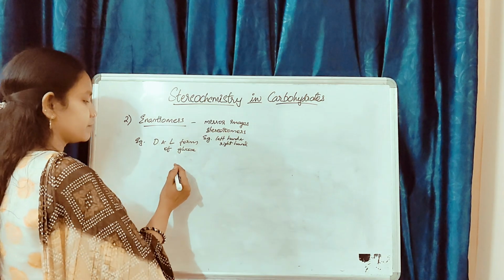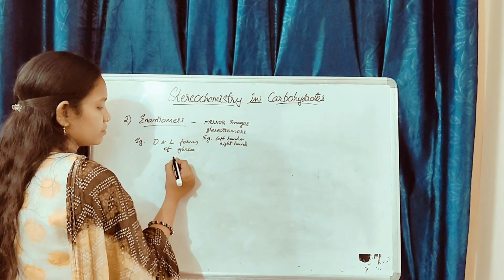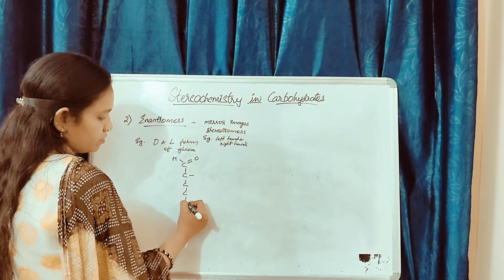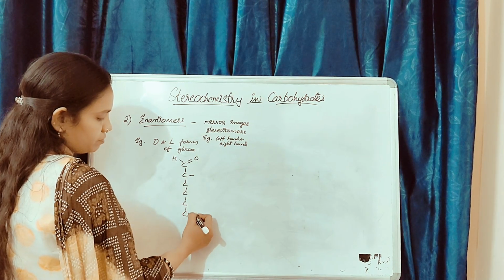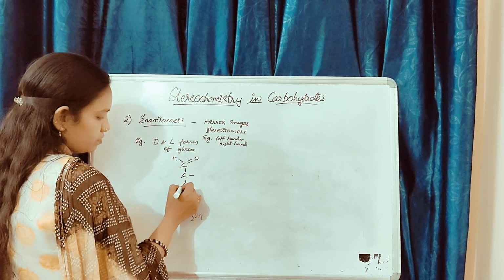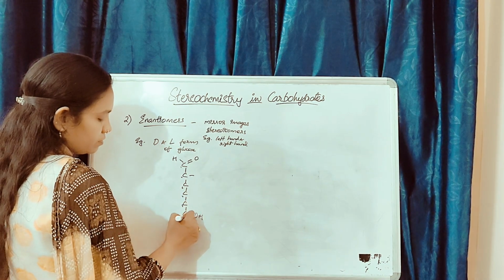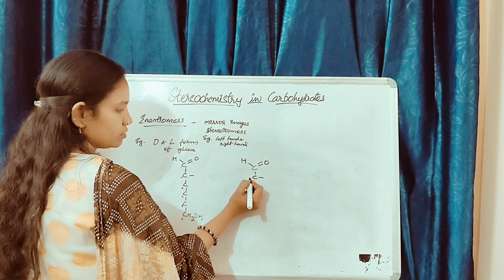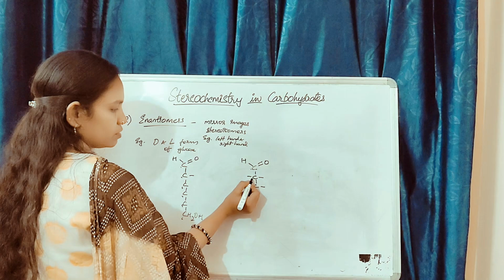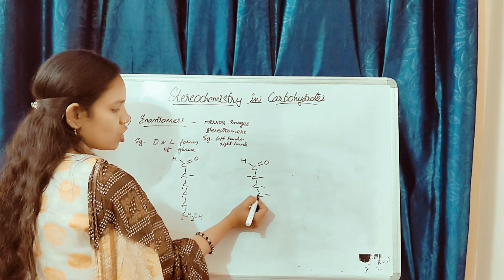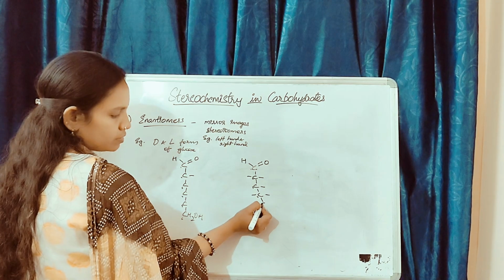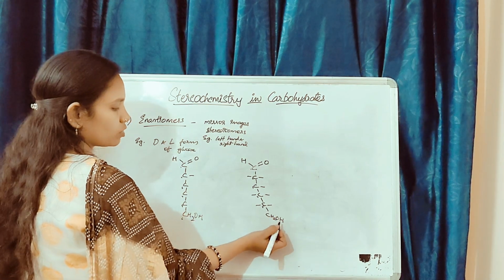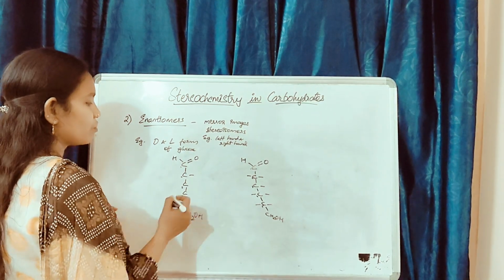Let's see. So here glucose is a how many numbered carbon? 6 carbon compound, right? Now let's see what makes the difference between D form and L form.